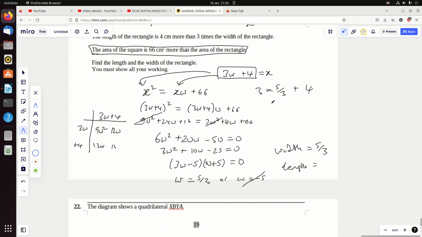Yeah, so they're really testing your arithmetic in this paper. I quite like this paper. I thought it was fair. 5 plus 4 is 9.